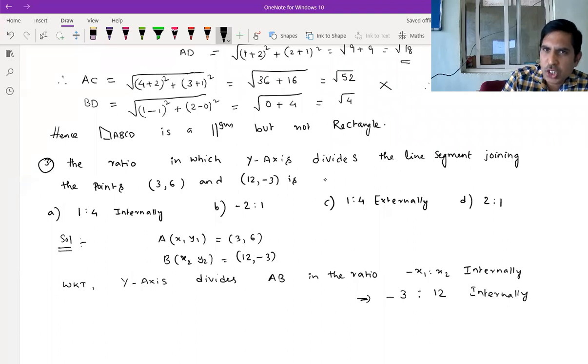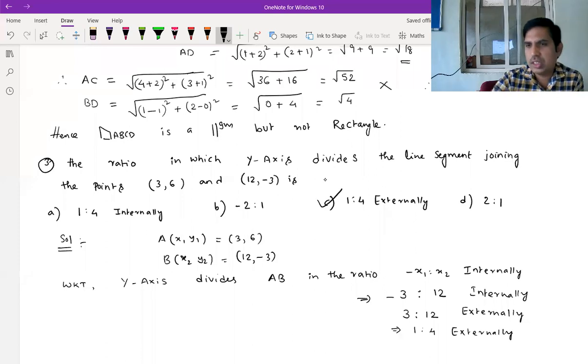So here a negative ratio we are getting, what we have to do? Make it a positive ratio, and this internally, what we have to write? Externally, this one we have to write. So 3 is to 12, nothing but 1 is to 4. So 1 is to 4 externally. So therefore the option is the third option. Somebody gave the second option, right? That answer is wrong. So the third option is the correct one.